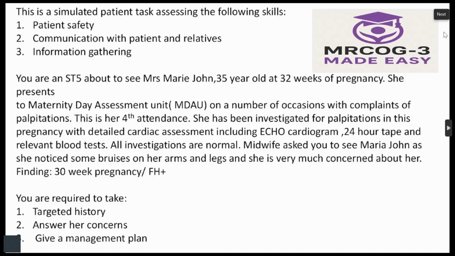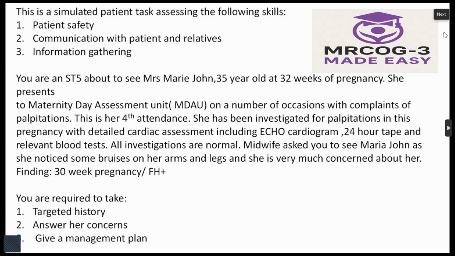Are you on any regular medication? Do you have any bleeding problem? Do you bleed easily after any cut or an injury? Because she has bruises, you need to know. Don't straight away think it is domestic violence. Rule out bleeding problems. Do you have any allergies?